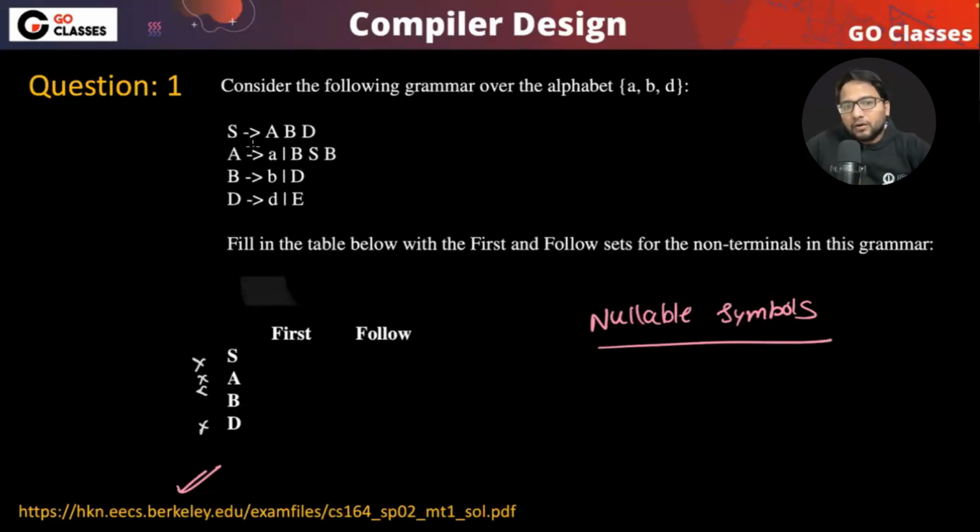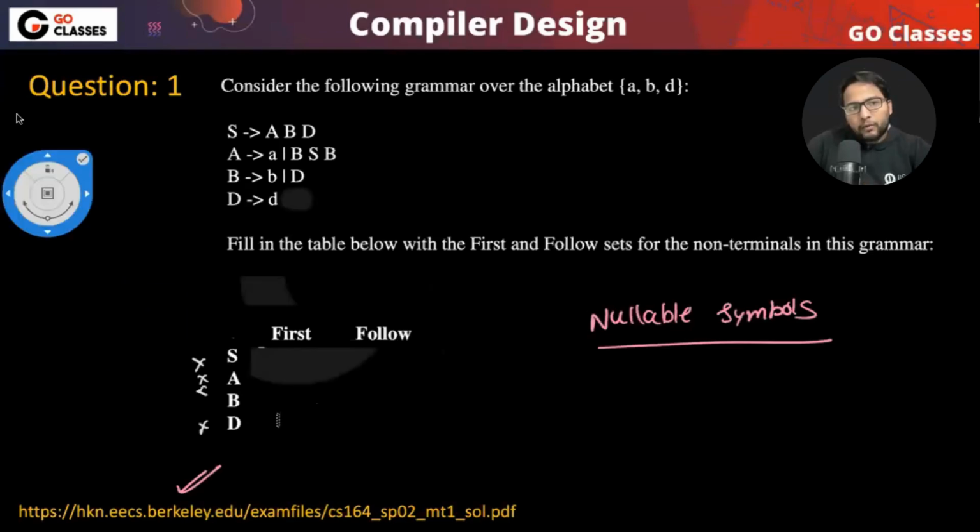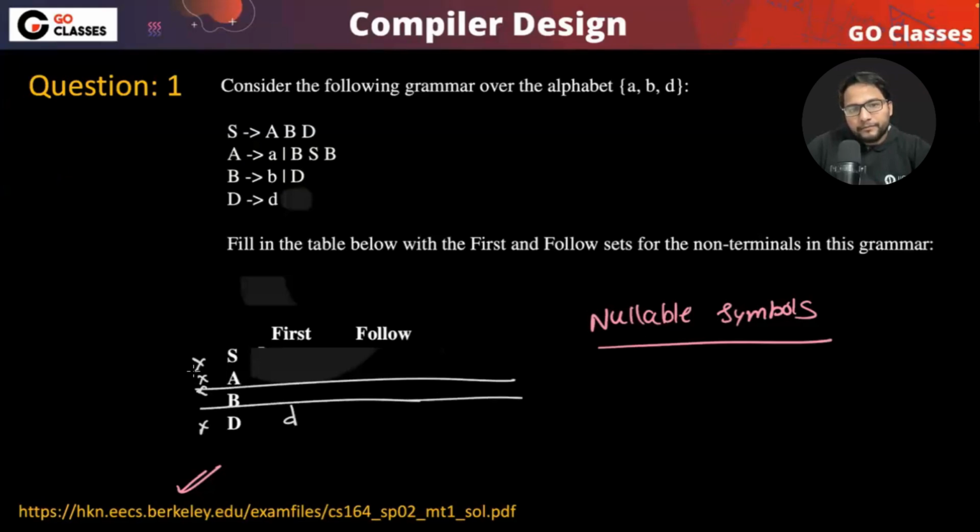That's great. Now, what is the first of S? It will be whatever is the first of A. The first of A is small a, and the first of B. What is the first of D? Small d. And what is the first of B? Can anyone tell me? It is small b and small d. What is the first of capital A? It is small a, and whatever is the first of capital B. And what is the first of capital S? This is a, b, d, same, right?